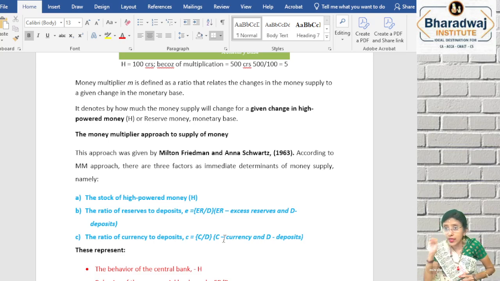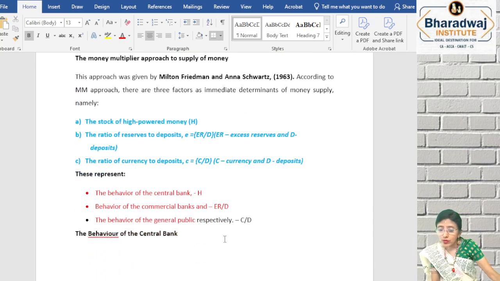So what letter C denotes, what letter E denotes, what letter H denotes, you have to say. First one is behavior by the central bank, second one is behavior by the commercial banks, third one is behavior by the public. So ER by D is commercial bank's behavior. C by D is public's behavior. You must be able to find out. Okay, see.